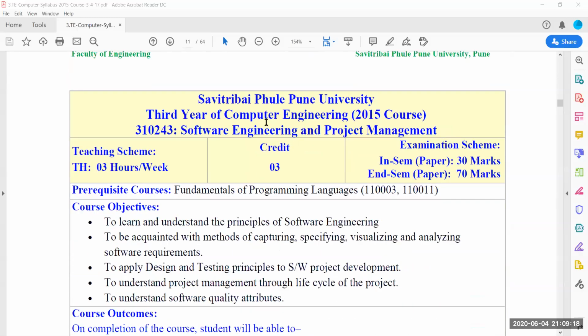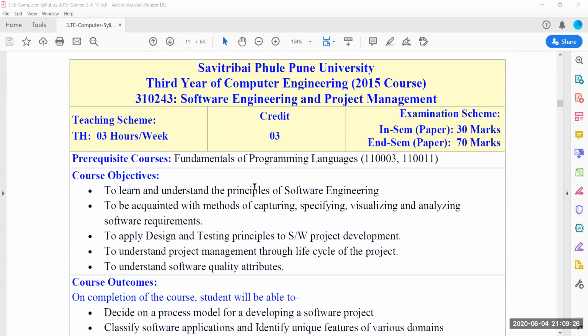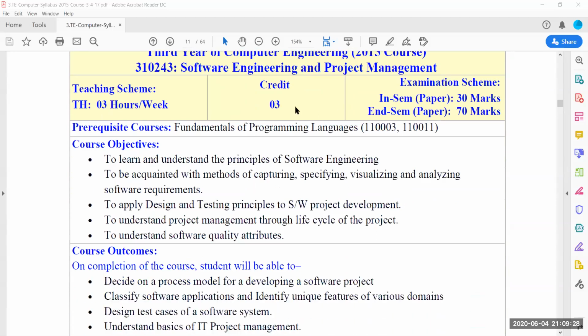Good morning, students. We are going to study the new subject software engineering and project management in this semester. The subject carries 100 marks and has 3 credits. The exam will be conducted in 2 stages: one is the in-sem for 30 marks and the end-sem for 70 marks.